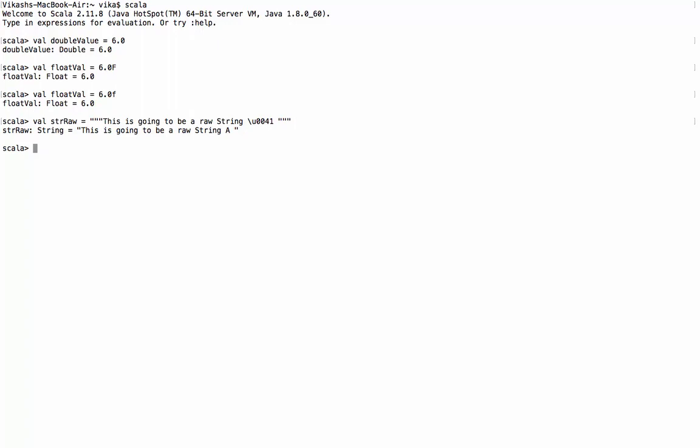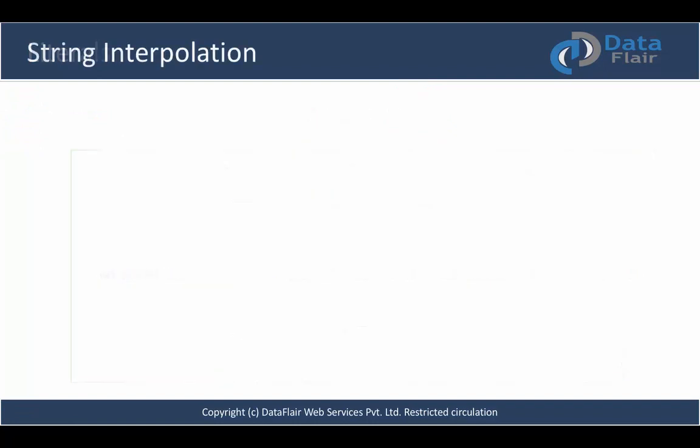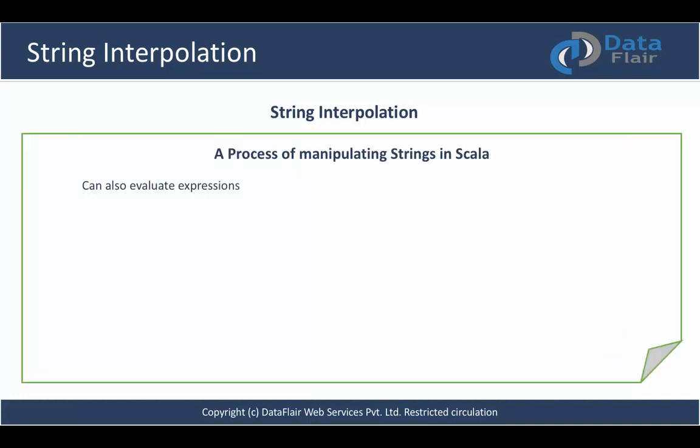Now we will go back and continue our lecture. After literals comes string interpolation. So what is this? Scala provides us a mechanism to manipulate strings. How can we do that? We have some constructs called interpolators. What they do is they tell Scala that the next thing may take a dynamic value or may take an expression. Please evaluate that and convert it into a string.